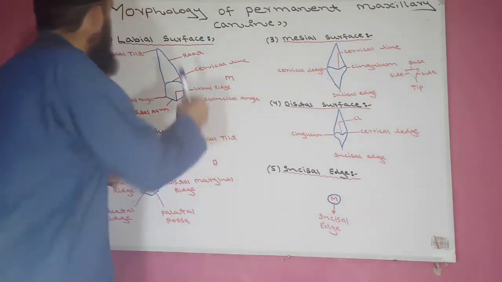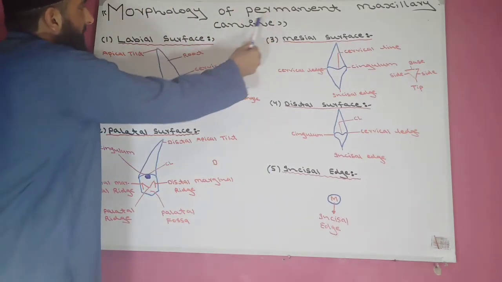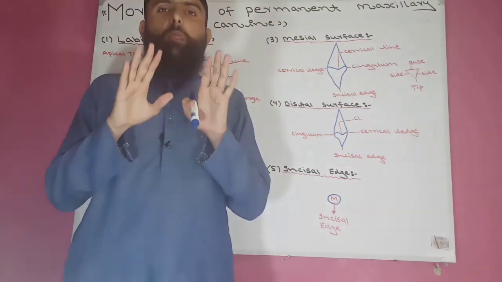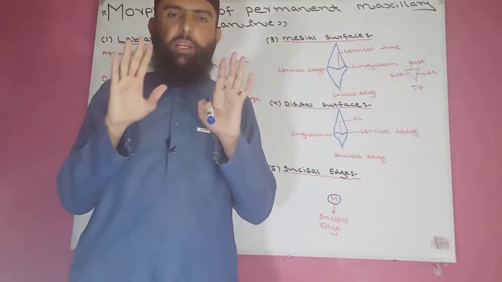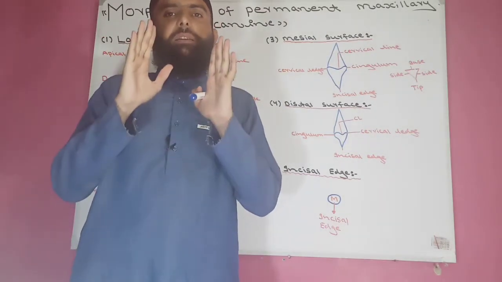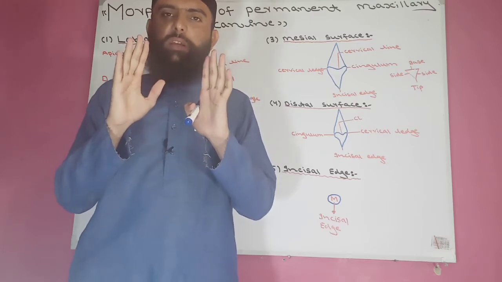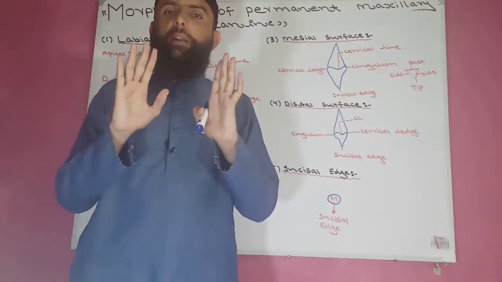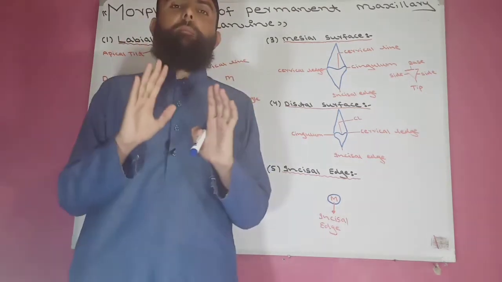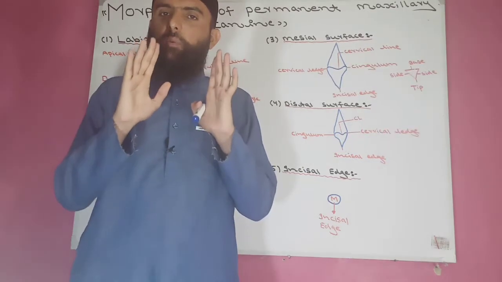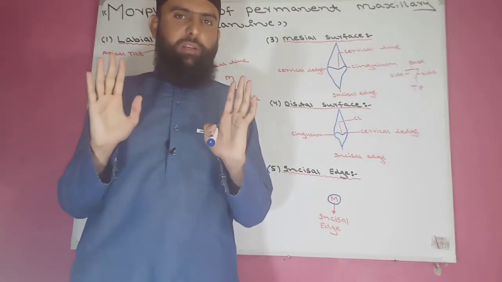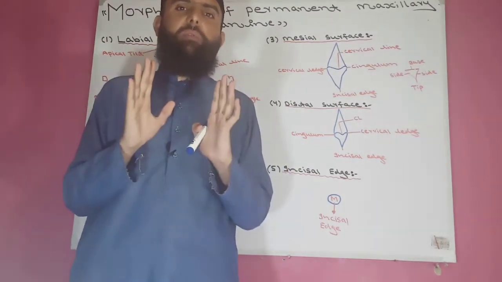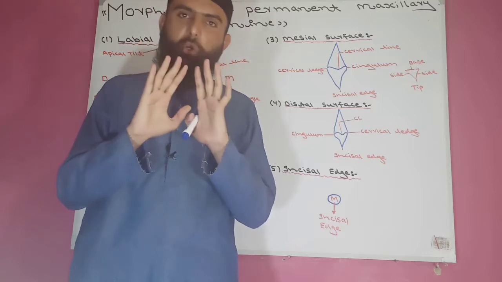Now today our topic is the morphology of the permanent maxillary canine. First, we divide the tooth into two parts. That part of the tooth which is present in the oral cavity and is visible is known as the crown of the tooth, and that part of the tooth which is invisible in the oral cavity, covered by alveolar bone and gingiva, is known as the root.